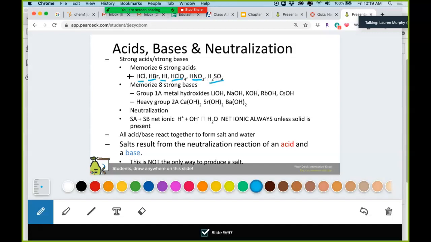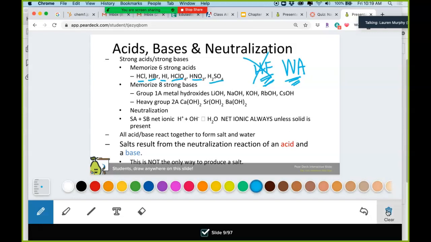Now, here's what's interesting, and this is why most kids get this mixed up. You see hydrogen with a lot of the halogens: hydrogen and chlorine, hydrogen and bromine, hydrogen and iodine. HF, where F is also a halogen, is not a strong acid. It is a weak acid. So do not let that mix you up. Kids always want to put HF here because they see the Cl and the Br and the I, and it is not strong. It is weak.